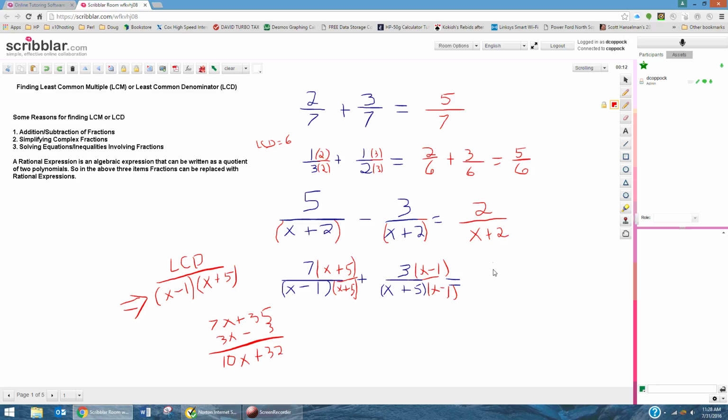So this is going to be 10x plus 32 over the quantity x plus 5 times the quantity x minus 1.